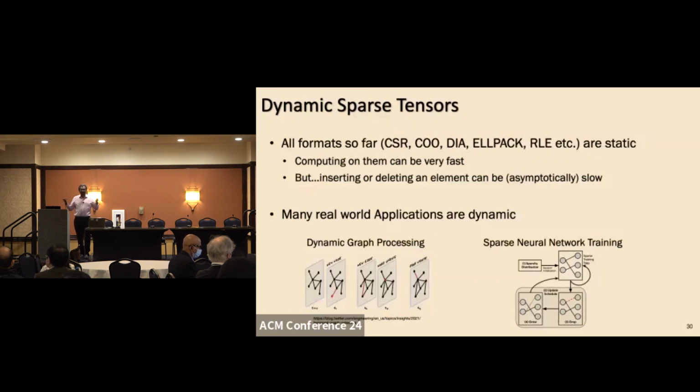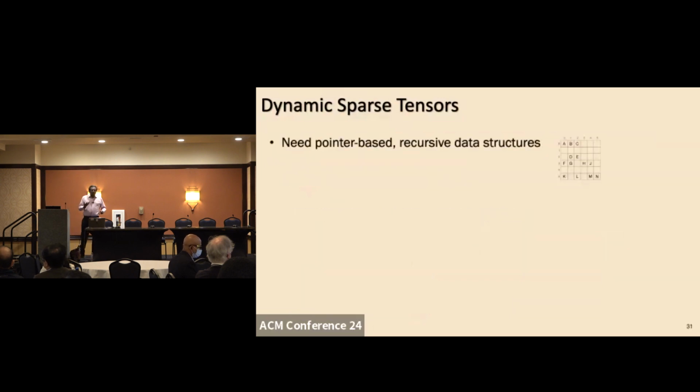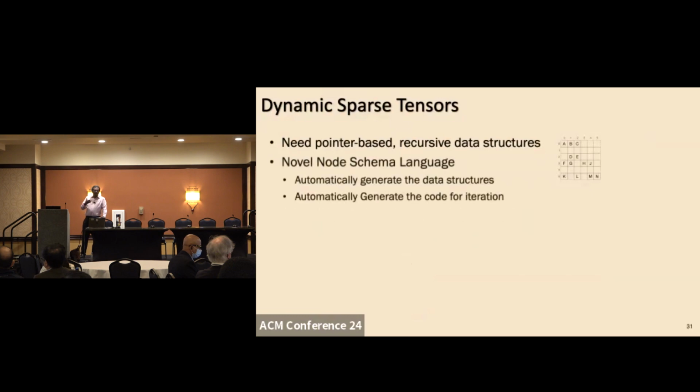You can't add friends. That doesn't work. You should be able to add a friend easily. And so for that, you need to get more pointer-based data structures. So what we need to do is get some kind of recursive pointer-based data structure. So we came up with this special language to basically describe those data structures.